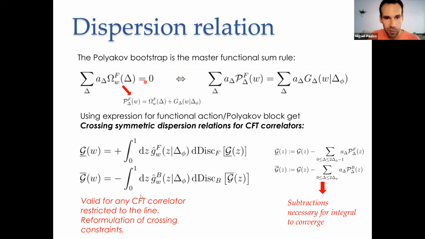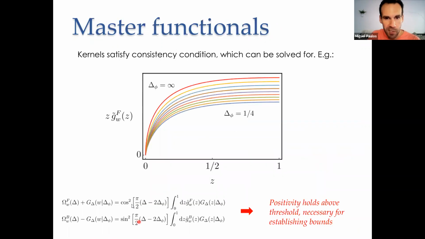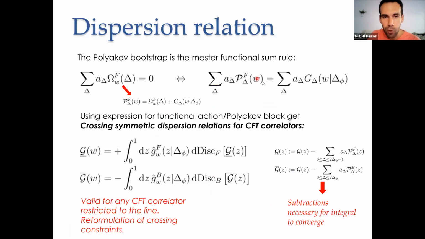Furthermore, recall that the functional action took this nice form with these cosine squares. And so it's easy to see, using this relation with the Polyakov block, that the Polyakov block is actually computed by this. So this thing on the right-hand side is the Polyakov block. So this is one way to compute the Polyakov blocks. And so the statement of the Polyakov bootstrap then becomes the following.